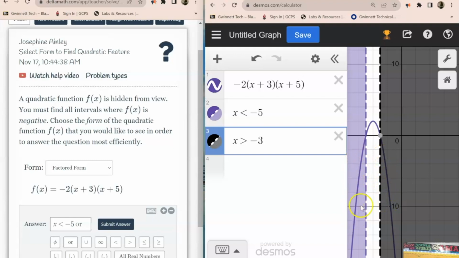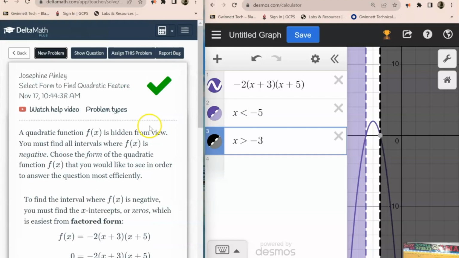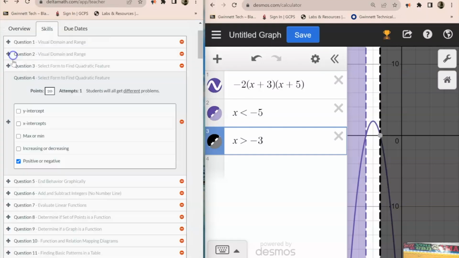So you see, my negative underneath is what is shaded. So these answers are correct. And that's how you use the calculator to check your answers before you submit. And you have this calculator, so definitely go ahead and use it.